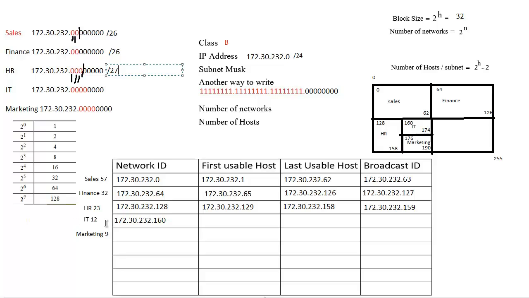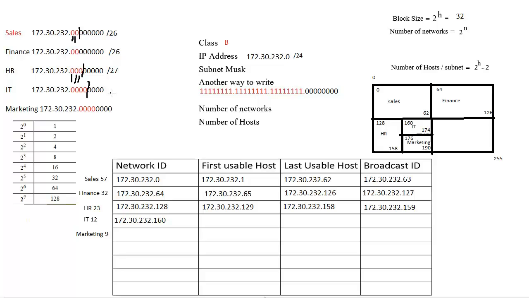The IT department does not need 32 hosts. So our requirement for the IT department is 12. 12 fits in 2 to the power 4. So that means we need 4 host bits for the IT department. So I take 4 host bits for the IT department and I draw a line here.